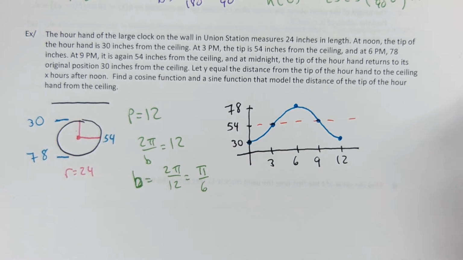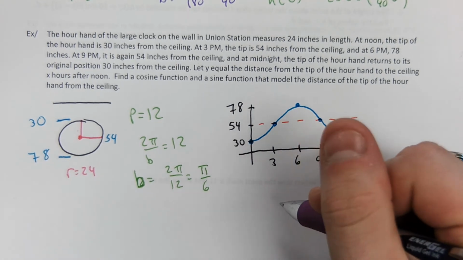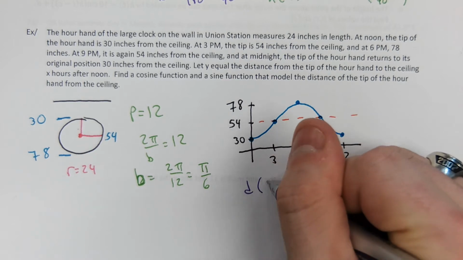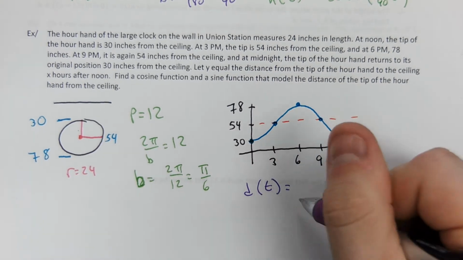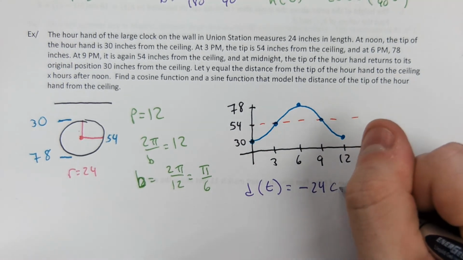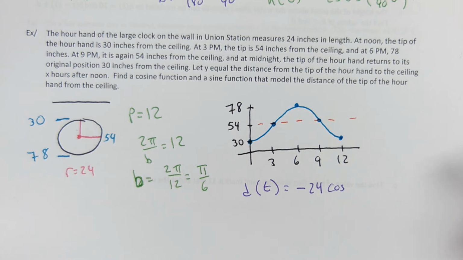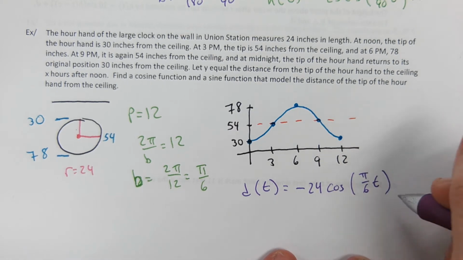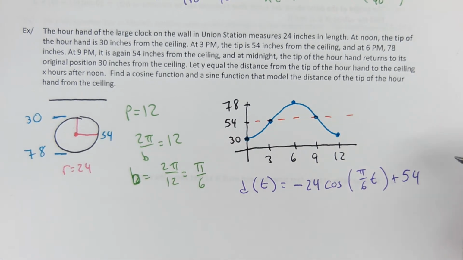So negative cosine is the easiest way to write this equation. We want to say distance over time is negative because it's a bell shape, it's upside down. Radius is 24, so that's amplitude. Cosine's supposed to start on the y-axis. This one does if we call it a negative cosine wave. So no phase shift. Pi over 6t plus 54. That's the easiest answer. But the directions were to find a sine wave and cosine wave.